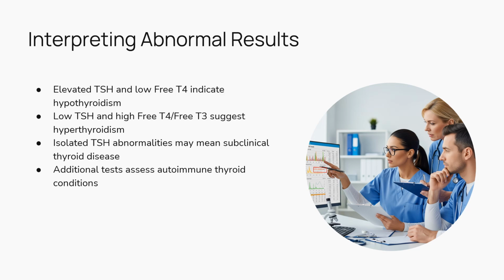Some additional tests for autoimmune thyroid conditions. So thyroid antibody tests, thyroid peroxidase antibody and thyroglobulin antibody, can help diagnose autoimmune thyroid diseases like Hashimoto's thyroiditis and Graves' disease. These tests support the diagnosis when thyroid function tests are abnormal or clinical suspicion is high.